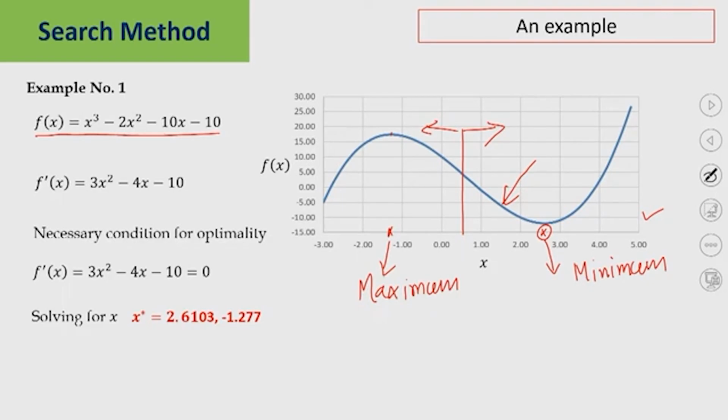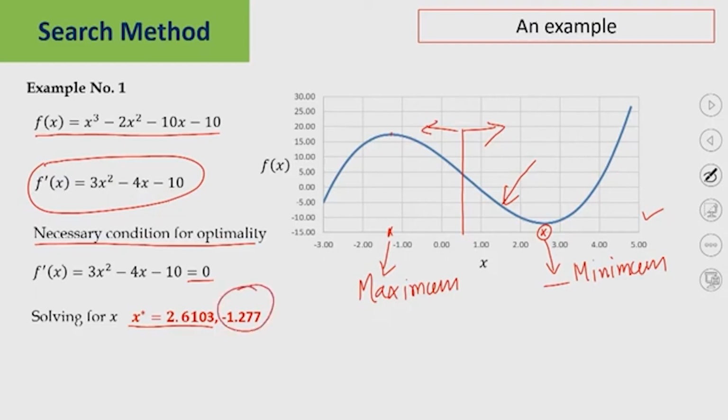So, I can apply the necessary condition. This is the first derivative, and for optimality the first derivative should be equal to 0. If I put it equal to 0 and solve, I get x star equal to 2.6103, which is the minima somewhere here, and another solution is minus 1.277, which is the maxima of this function. And I can apply the sufficient condition.